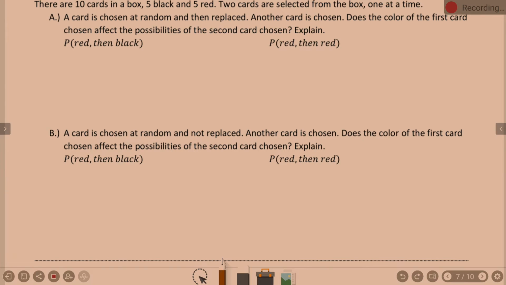Does the color of the first card drawn affect the color of the second card drawn? And I'm just going to put a no here. It does not affect it, right? I'm trying to save time is what I'm trying to do here.